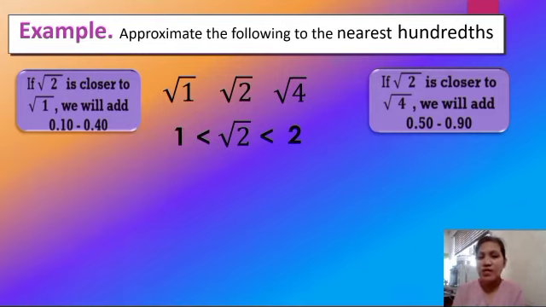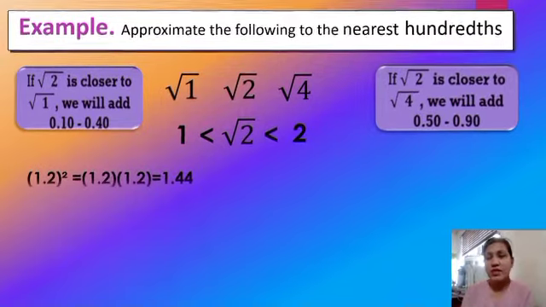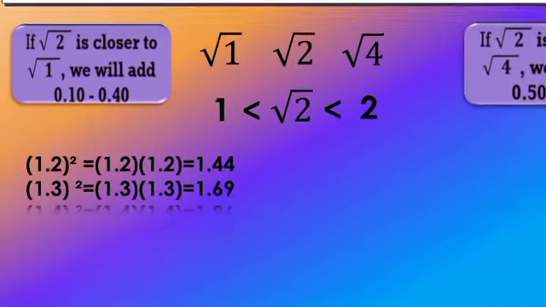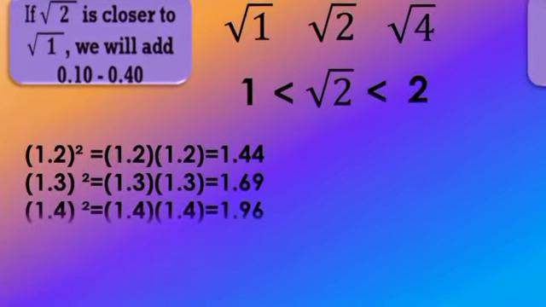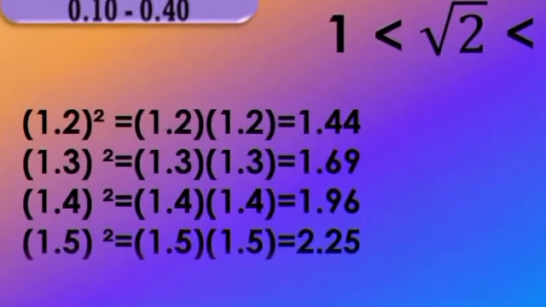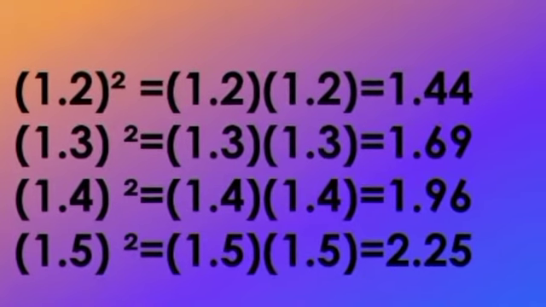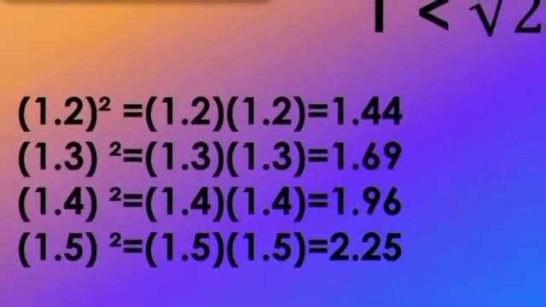1.20, 1.40. If we multiply, example, 1.2, start tayo sa 1.2 or 1.20. 1.2 times 1.2 is 1.44. Malayo pa siya sa 2. 1.3 times 1.3 is 1.69. 1.4 times 1.4 is 1.96. 1.5 times 1.5 is 2.25.